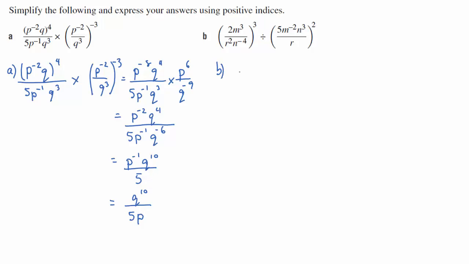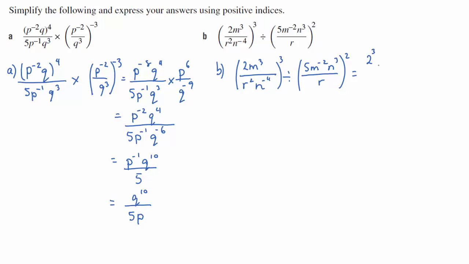In our second example, we have 2m cubed over r squared times n to the negative 4 all to the power of 3 divided by 5m to the negative 2 n to the 3 over r all squared. So the first thing to do is to multiply out the brackets. So we bring the power in.